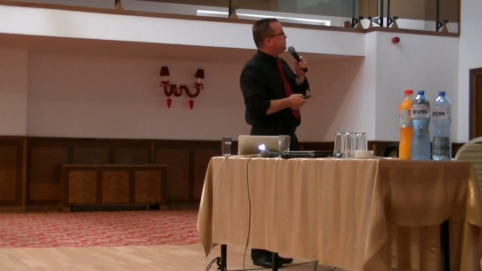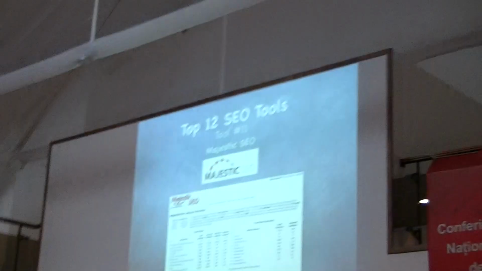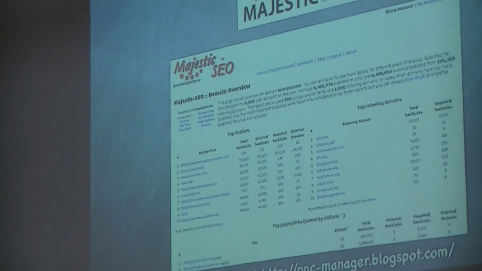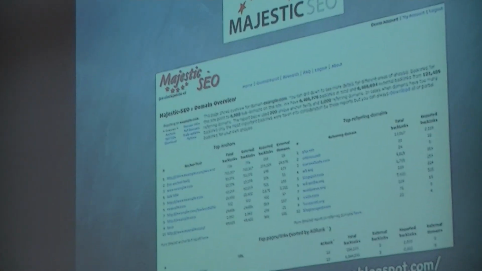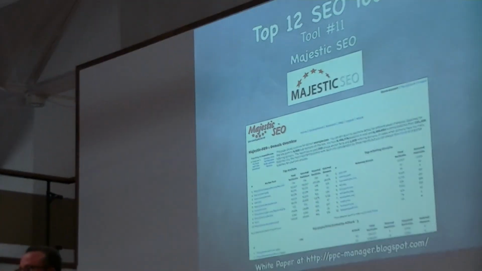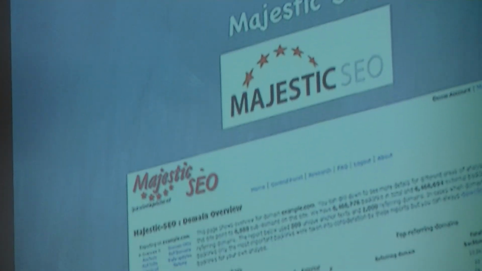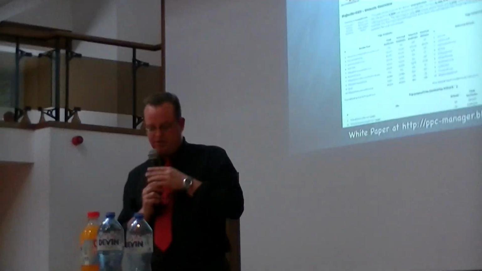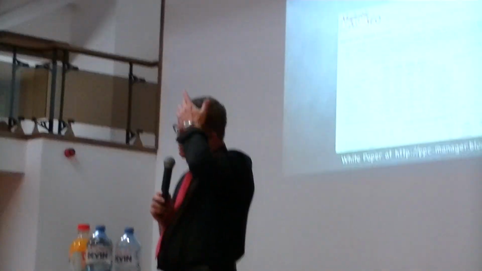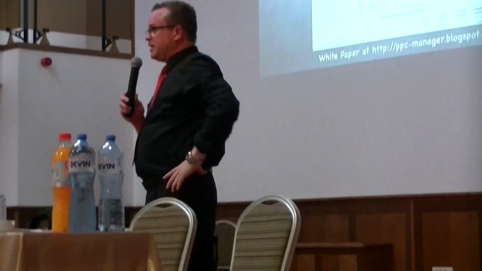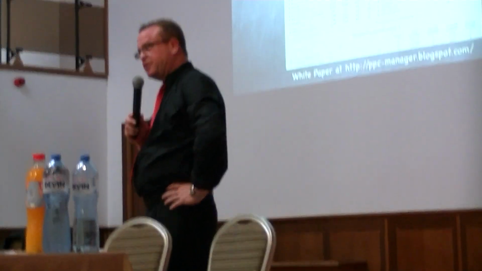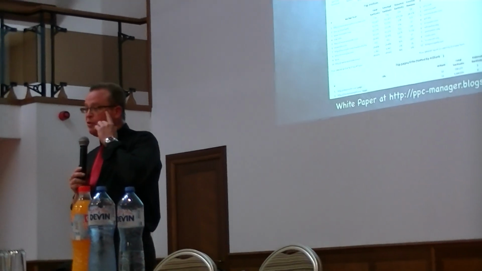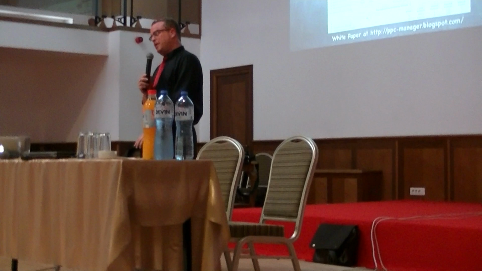Tool number 11, Majestic SEO. Majestic looks at all backlinks. It's probably the best tool out there. It's probably the best database of backlinks. Better than Google, better than Yahoo Search. Of course, Yahoo doesn't have that anymore. Site Explorer, whatever it was called. So this will actually tell you all the links that are pointing to your site and your text. If somebody uses negative SEO, they try to Google bowl you or get your site penalized, this is a good tool.